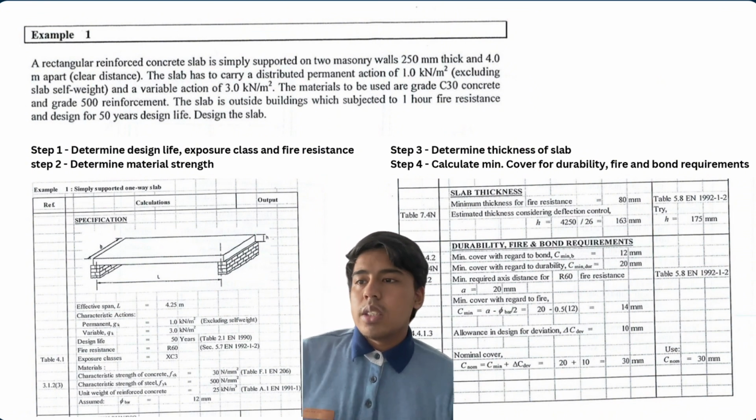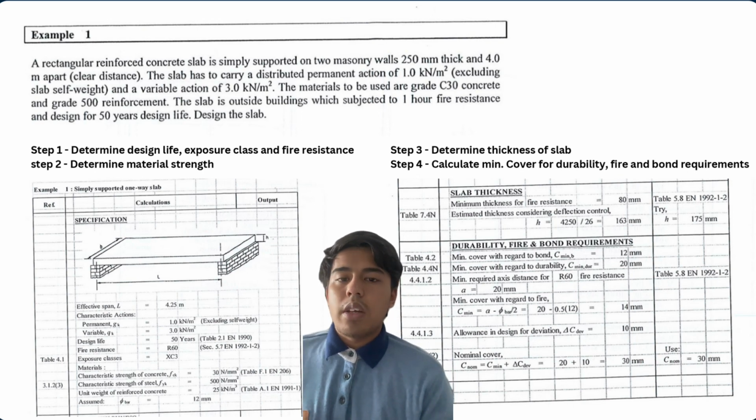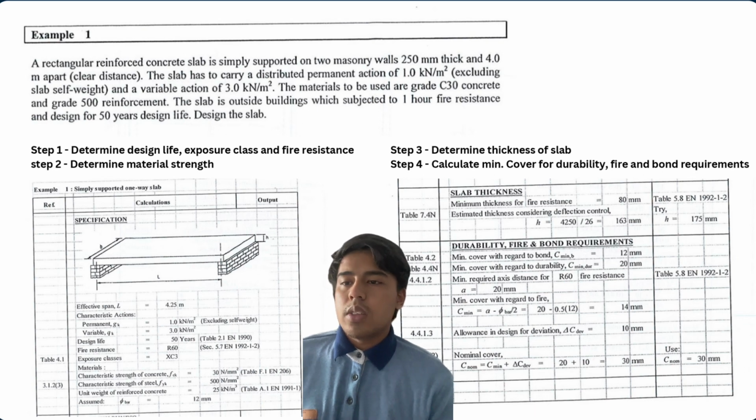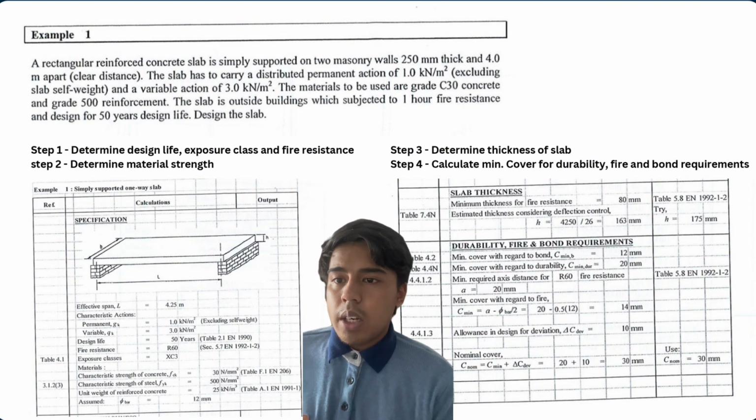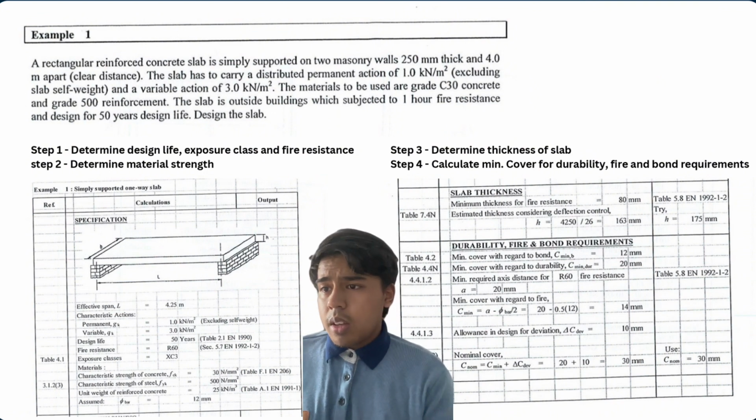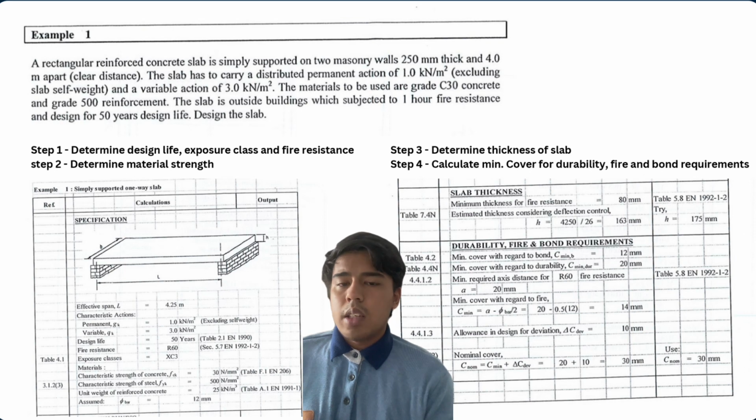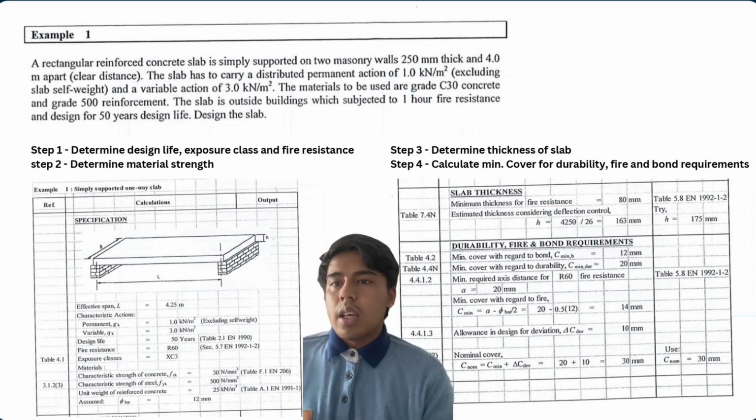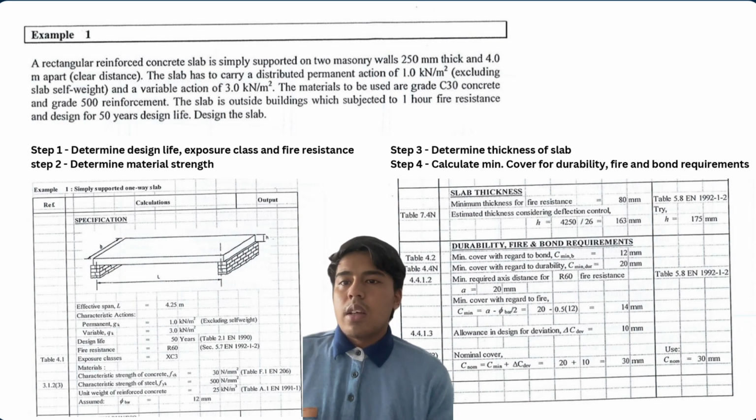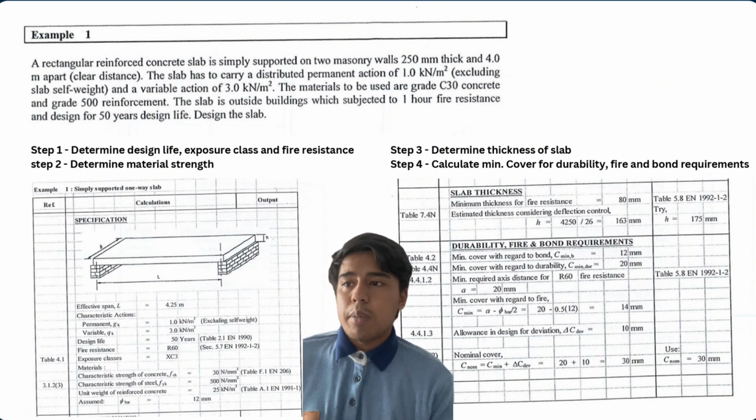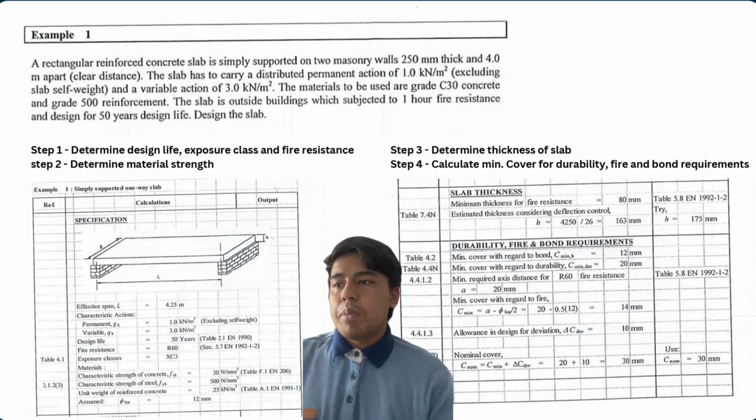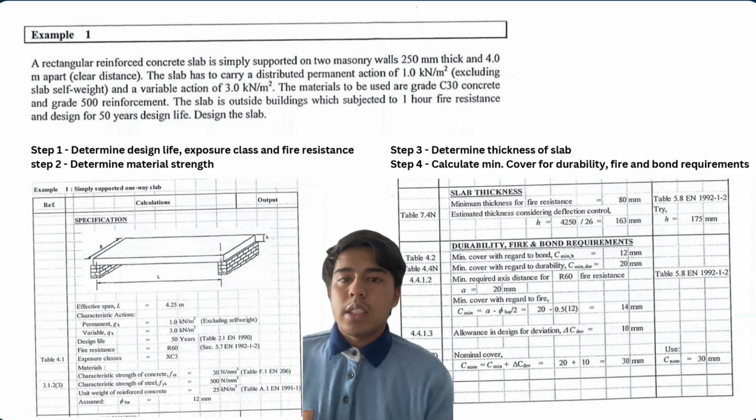These values we can find in the question. Design life is 50 years, this can be found in table 2.1 of EN 1990. And fire resistance is R60 because in the question they said that the slab is outside the building which is subjected to 1 hour fire resistance. So this means the fire resistance is R60, 60 minutes.